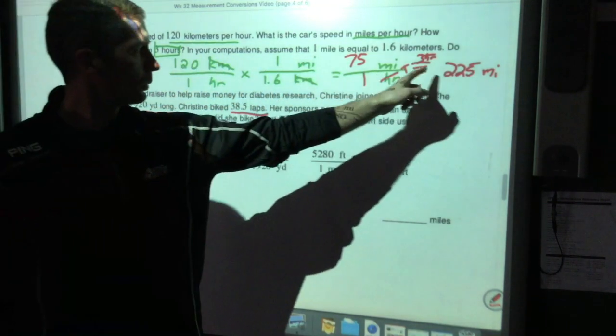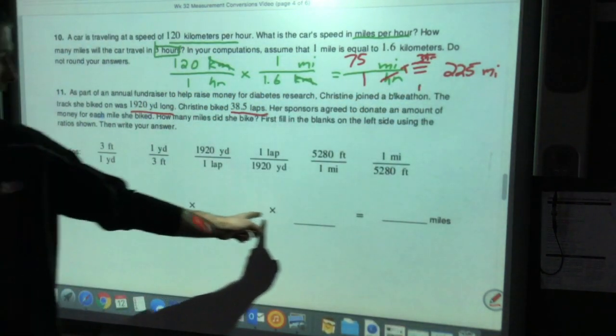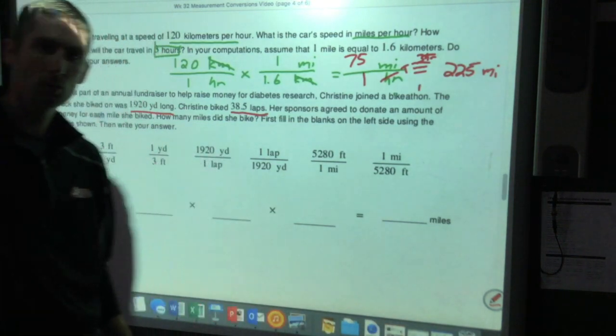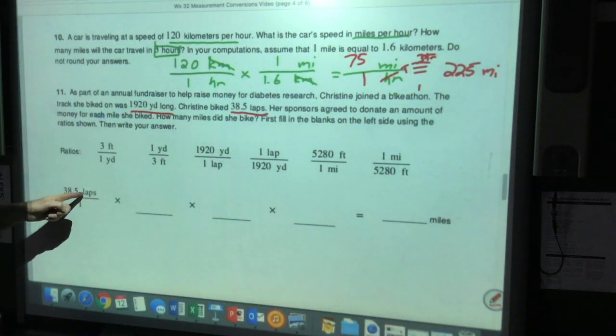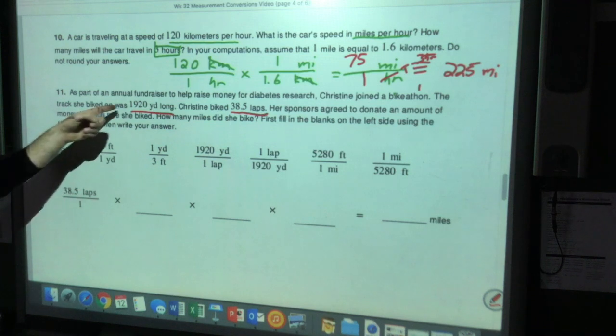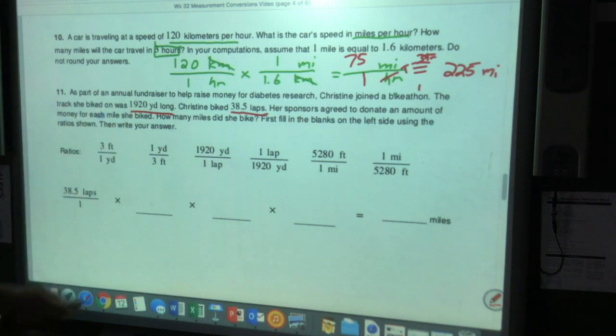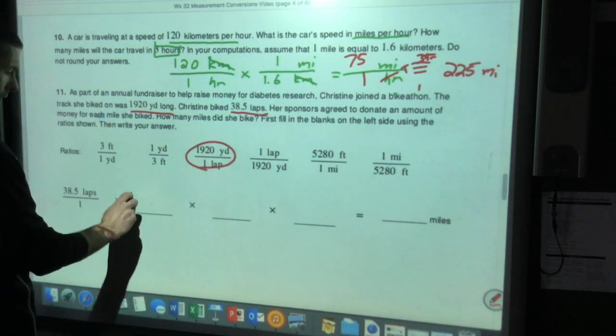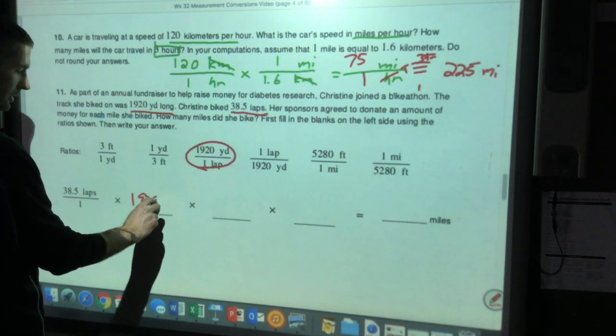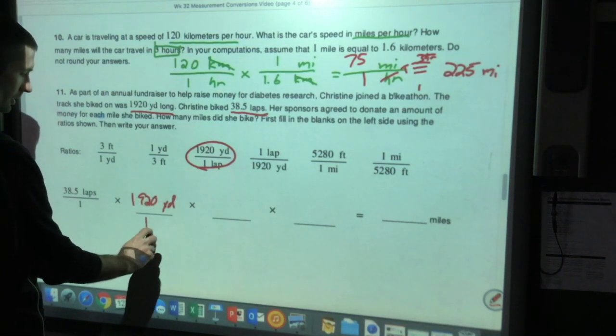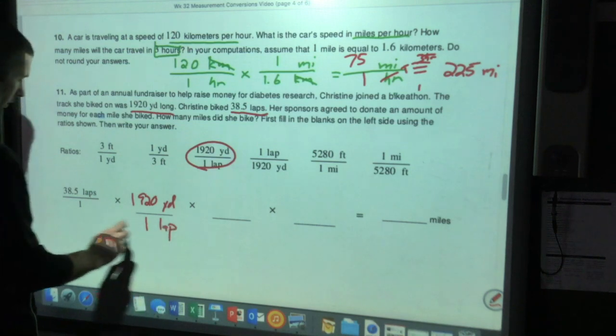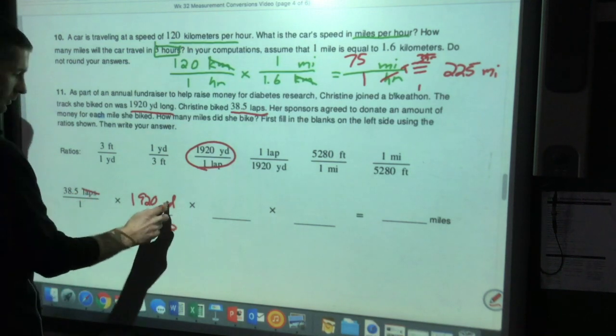Okay, up here we just did 1 or 2 steps. Now we're doing 3 steps. So this gets a little more advanced. Okay, so we know we want to get rid of laps. And we know that each lap is 1,920 yards. So let's use that one first. 1,920 yards, 1 lap. Okay, so now we've crossed out laps and we're left with yards.